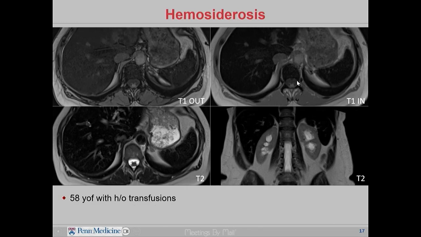This is transfusional siderosis. Notice on the T2 weighted sequence, the liver and spleen are really, really dark. You go to the in and out of phase T1 weighted sequence, and you have loss of signal in the liver, the bone marrow, and in the spleen, so the reticuloendothelial system with iron deposition from transfusions.